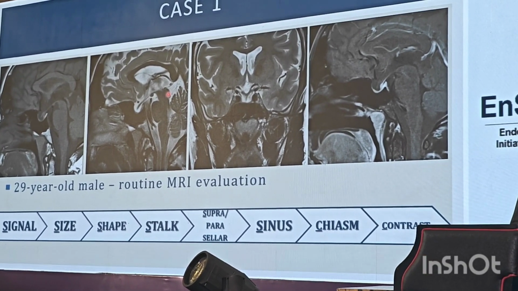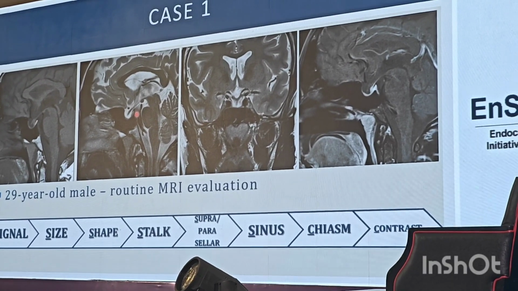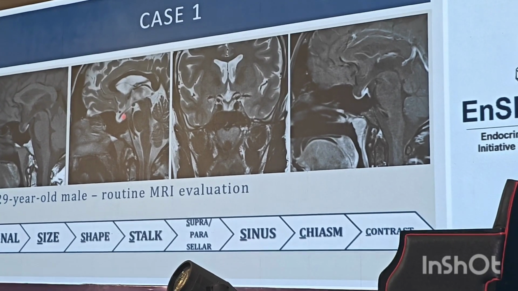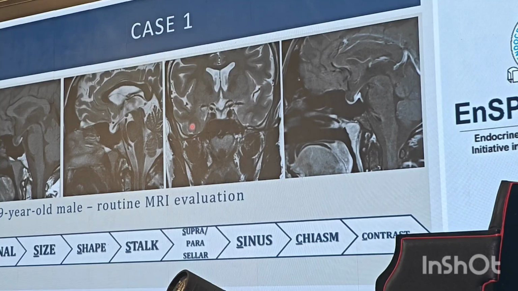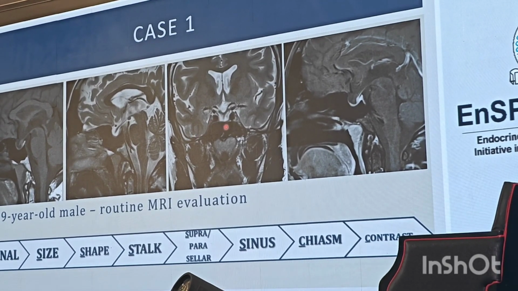Next we look at the size of the pituitary. Normally it should be quite big, right? I mean, you should see some pituitary tissue, but here the pituitary tissue is very much thinned out, right? The second thing is the shape. I said it should have a flat top, right? Or at least slightly concave. Here it is very much concave, right?